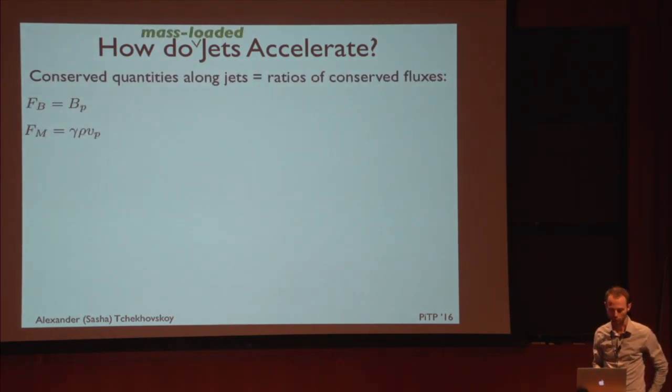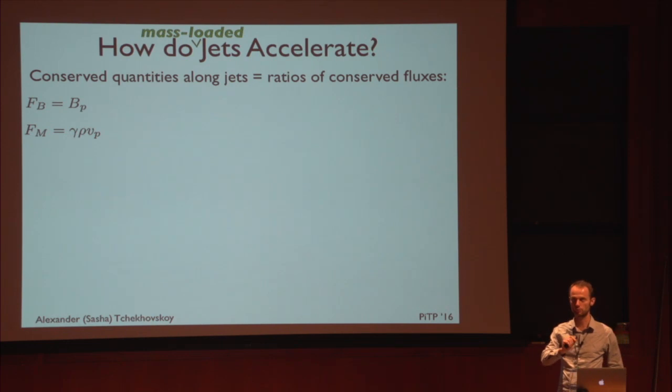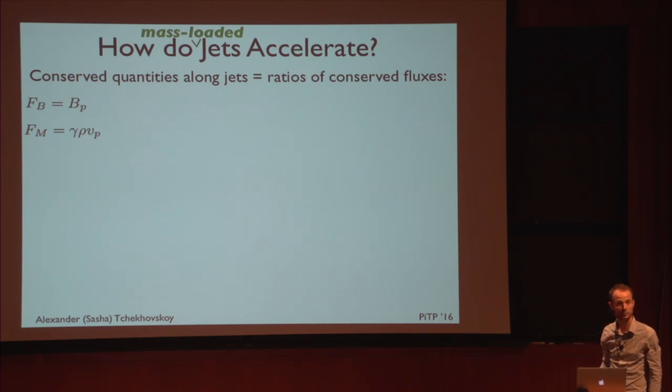And the most convenient way of doing this that I know of is to look at the conserved quantities along the jets. Instead of integrating differential equations along the jet, we're going to look at a bunch of numbers, a bunch of values that are supposed to be conserved along the field lines. So one of these is the magnetic flux, which I will denote as F sub B, and the other one is the mass flux. Both of these are conserved because mass doesn't get destroyed or created in the jet. It just flows together with the flow, and so does the magnetic flux.